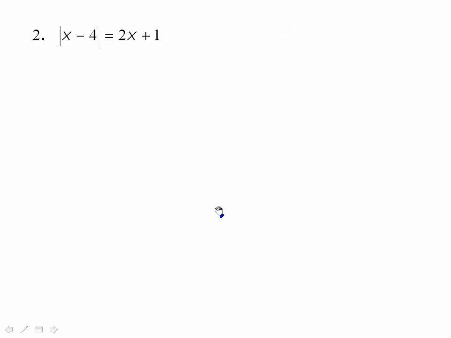Now the next question takes a step up in complexity, and we do the same thing on it. This is going to break into, on one hand, x minus 4 is equal to 2x plus 1, and then we solve through this one. It will, on the other hand, break into negative. Now we need a bracket around that x minus 4. Because the absolute value really is just a bracket with a few special characteristics.